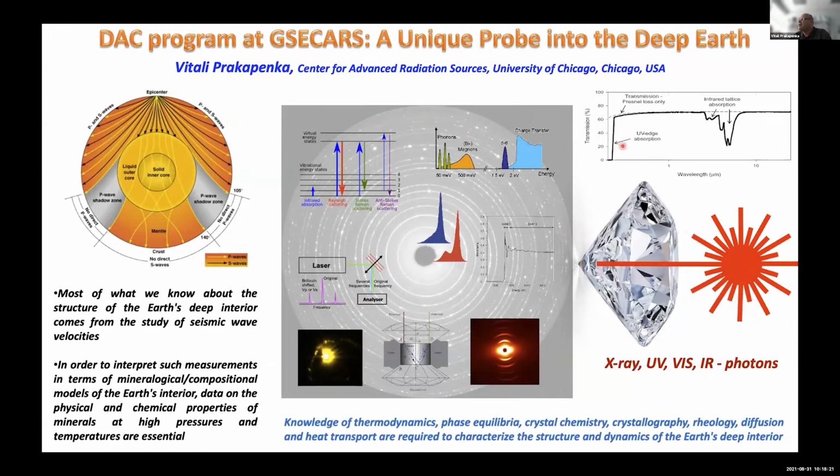very transparent in almost the entire visible and infrared range. You can see that its transmission starts around 200 nanometers and extends to more than 10 microns. In that case, we can use X-ray, UV, visible and infrared photons to probe materials inside the diamond anvil cell.